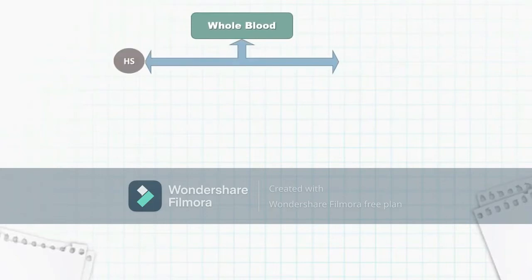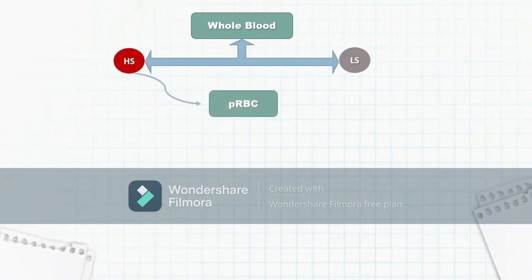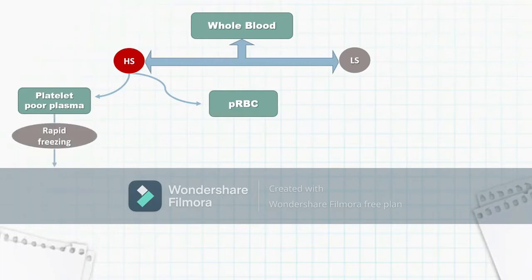Once whole blood is collected, it can now be subjected to centrifugation either with a heavy spin or a light spin. Whole blood units spun with heavy spin will result in the formation of your packed red blood cells and also your platelet poor plasma. This platelet poor plasma could be subjected to rapid freezing for the formation of your fresh frozen plasma.